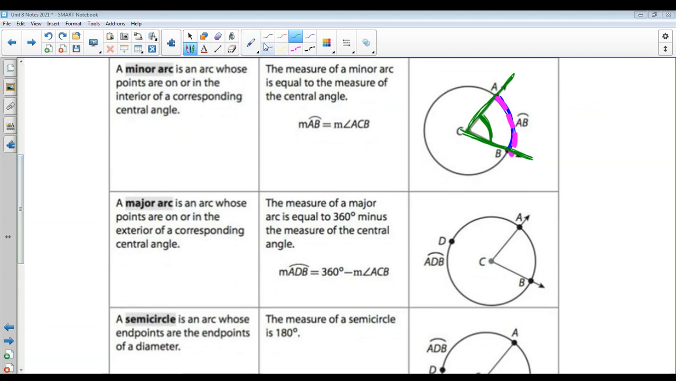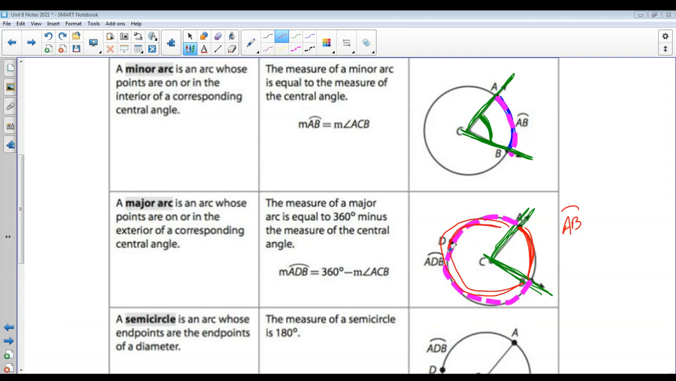A major arc is the other way around. Same angle, central angle ACB, still cuts into that same arc. But notice how this is named differently. The major arc is the major part. It's the larger part that's not being cut into. And you can see how this was named really carefully. This goes back to naming angles. If I said, okay, guys, show me arc AB, AB could have been this part here, but it also could have been this part here.